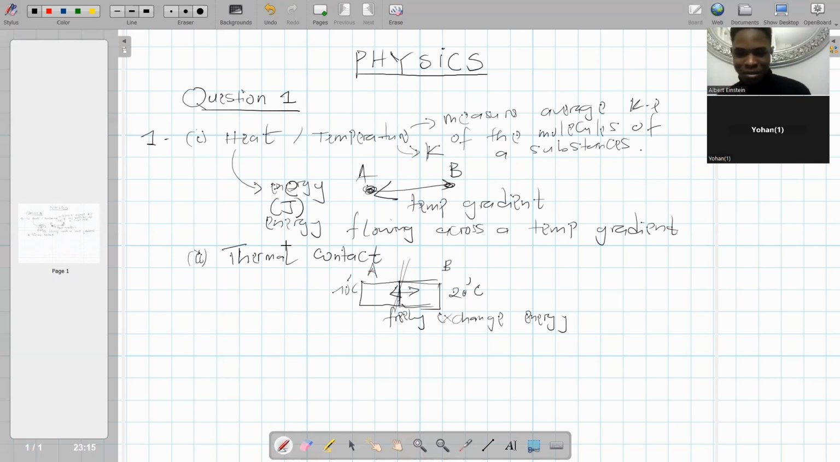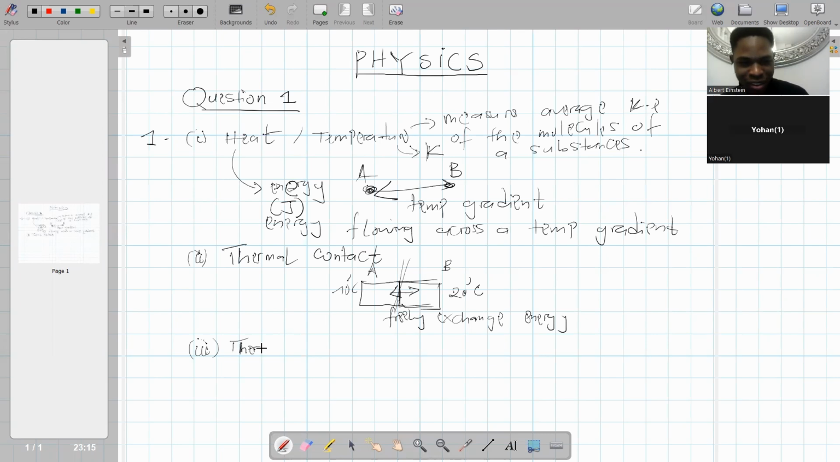So there's a difference. Thermal contact is a situation where two bodies can exchange energy freely among each other. Exactly. Tell me, what is thermal equilibrium? At least it's something that you know.